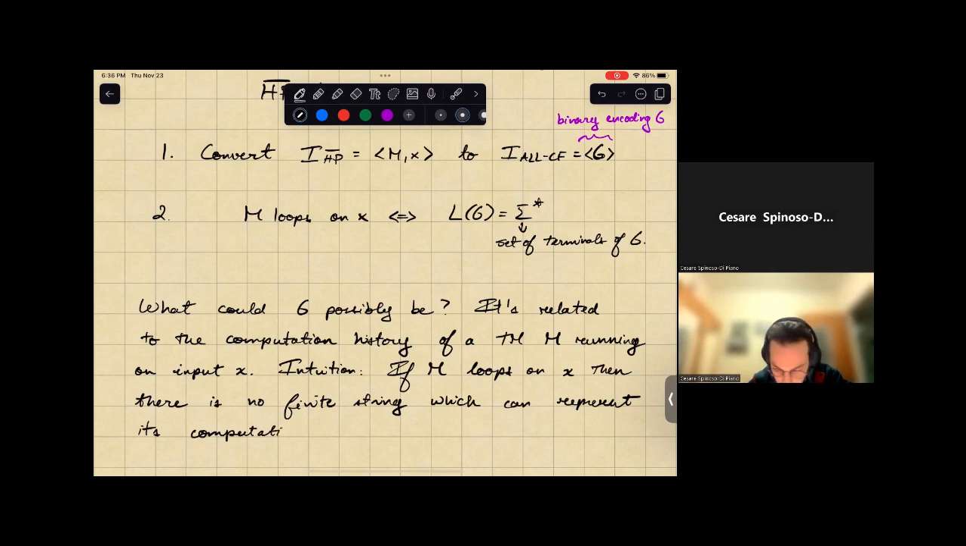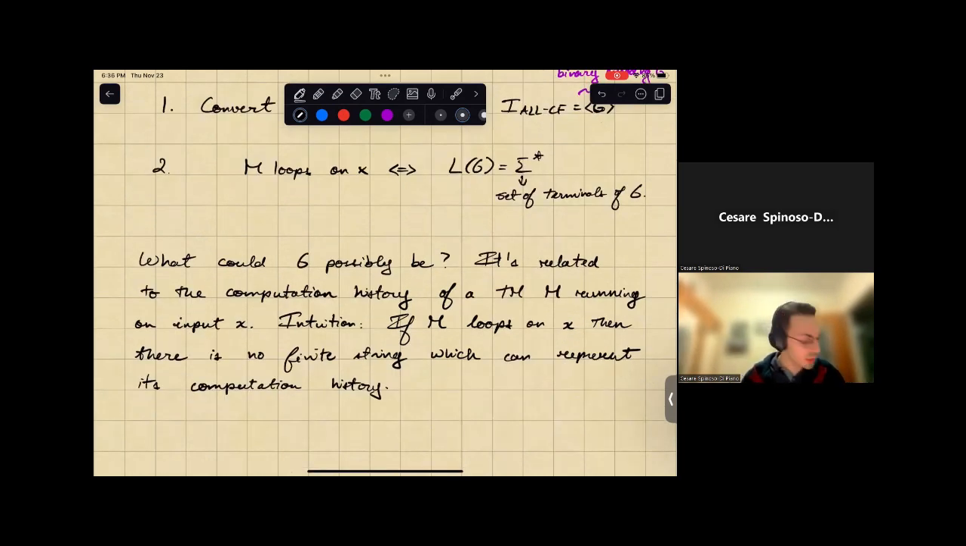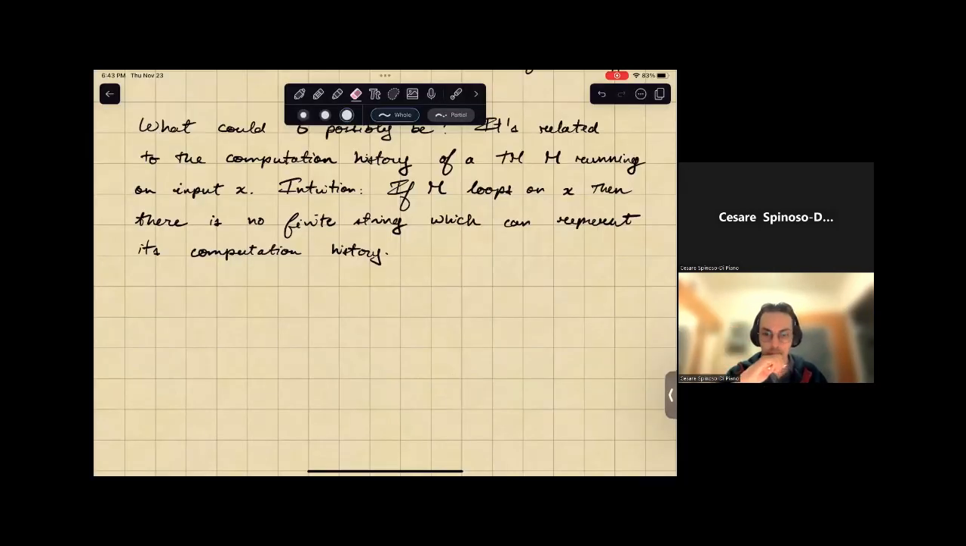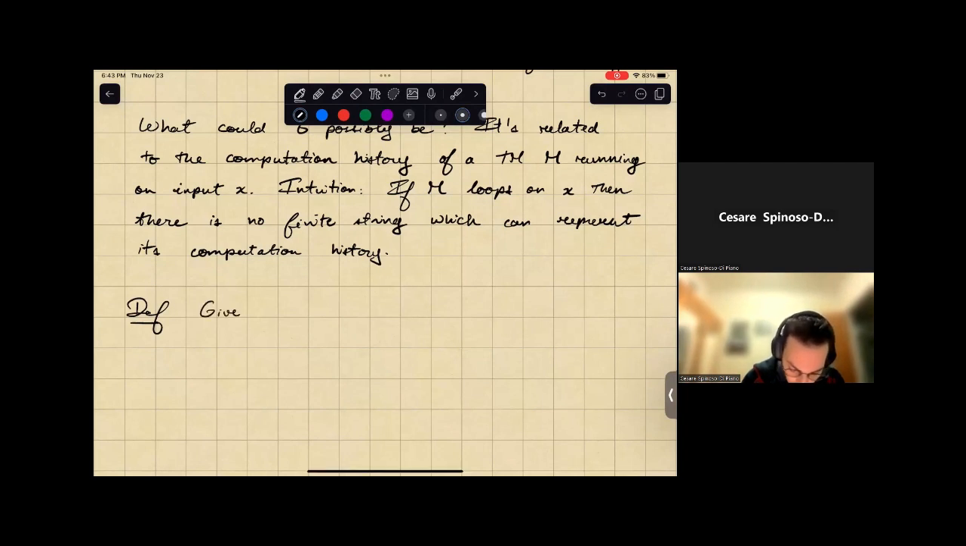So at this point, I'm sure you're very confused. Probably you're asking yourself, what is computation history? Let me define that formally so it becomes much clearer. Okay, so a valid computation history is defined in the following manner. So suppose we are given a Turing machine M.